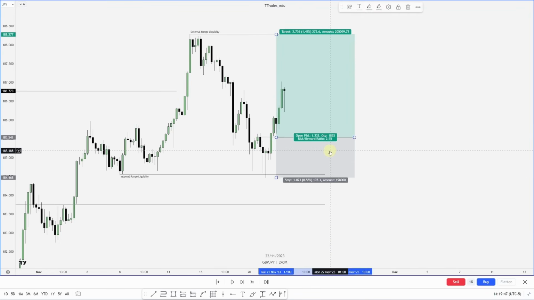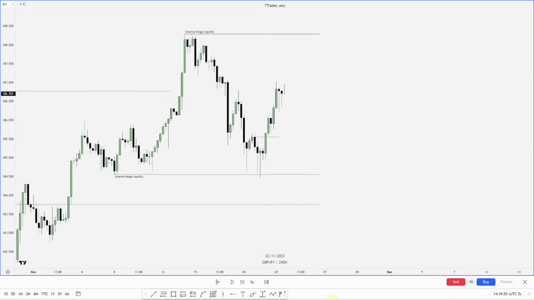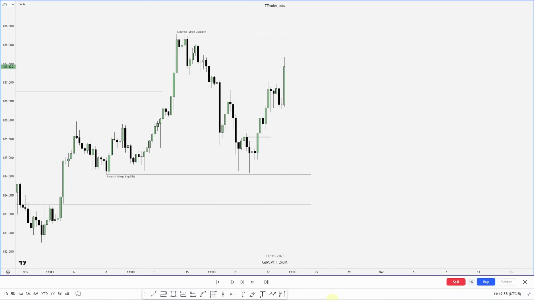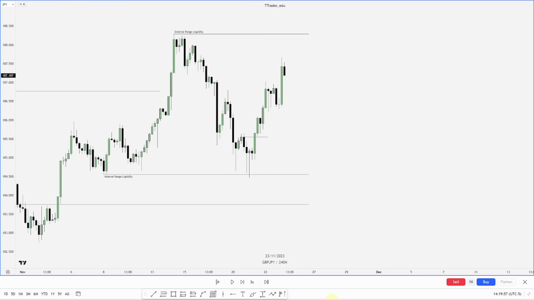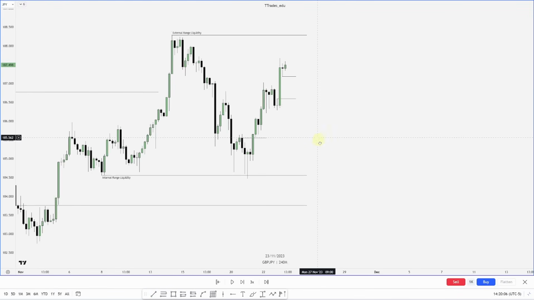You can see it looks like it would leave me as price just respected a new fair value gap here and is continuing higher. So let's see if we can find an entry. So we just have a new fair value gap here. And let's go ahead and zoom in.